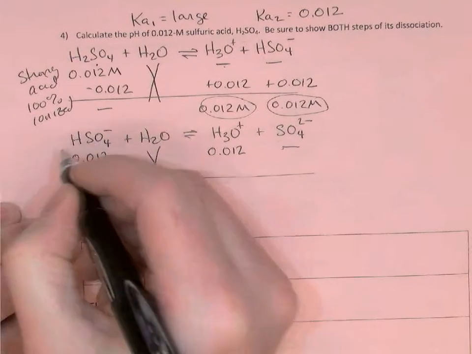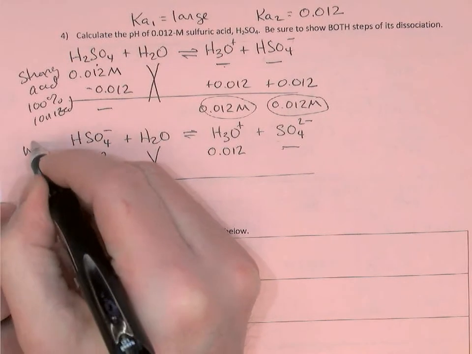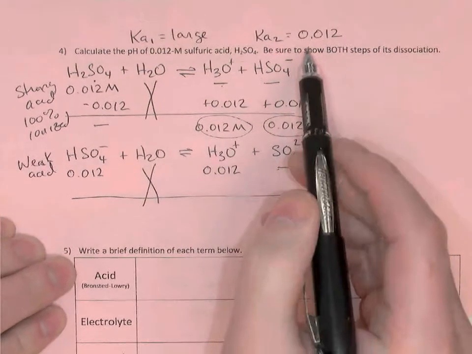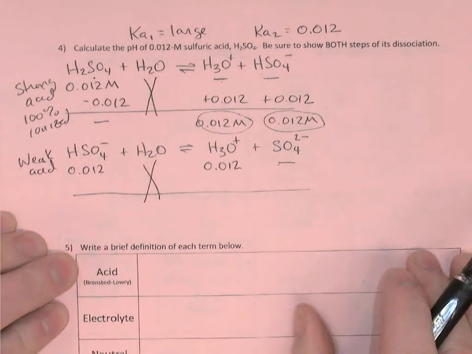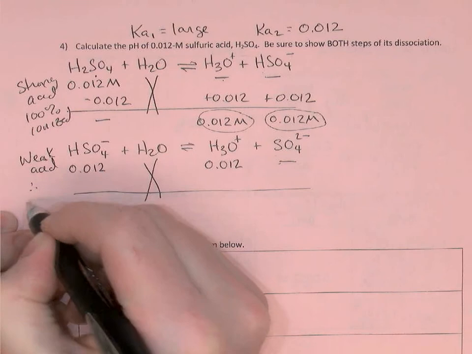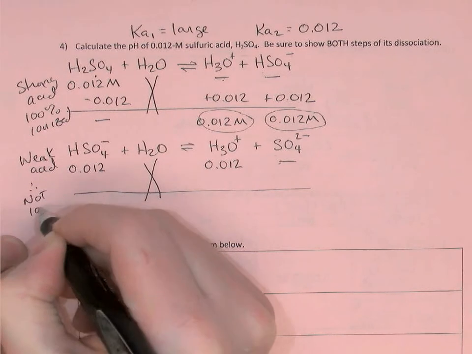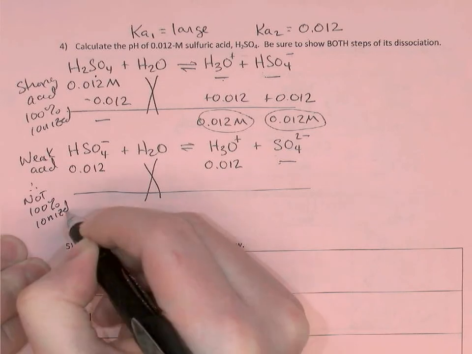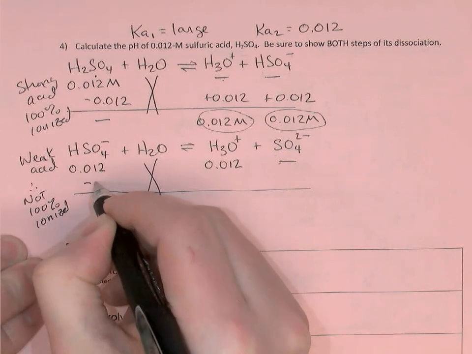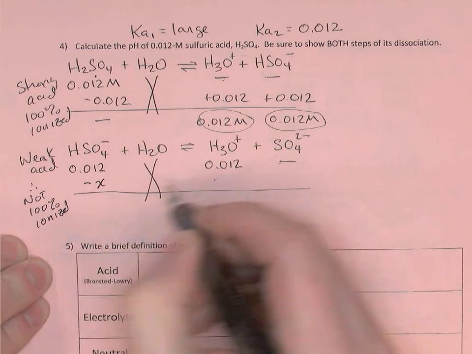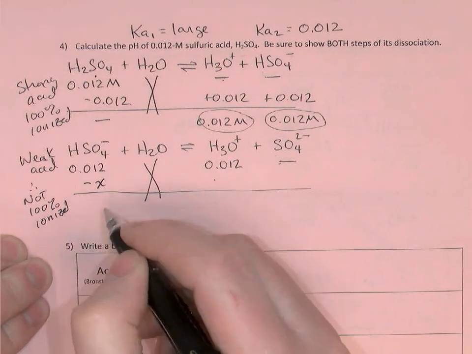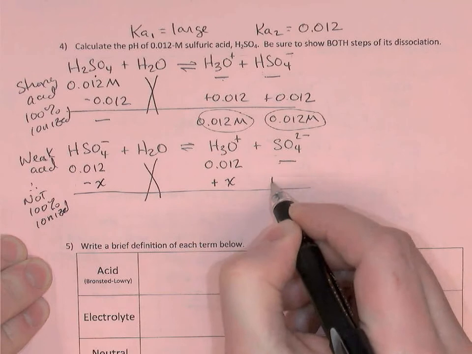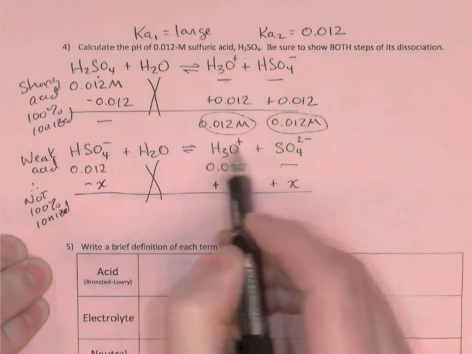Now in the second ICE table, we realize we're dealing with a weak acid. We know it's weak because its Ka was 0.012, so not a large Ka value. So therefore it is not 100% ionized. If it's not 100% ionized, then it does not lose everything, so it's going to lose X, some unknown amount. On the other side of the equation, we'll gain the same amount because the ratios are 1 to 1 to 1.